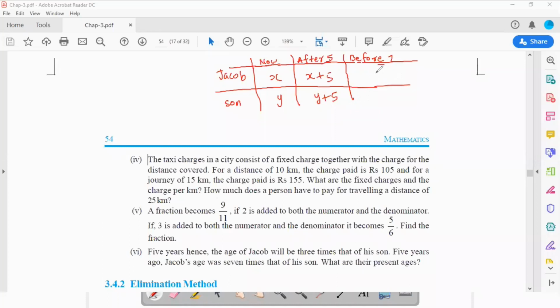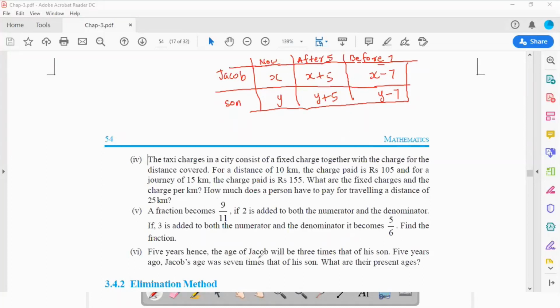Then before 7 years, what will be Jacob's age? X minus 7. And what will be the son's age? Y minus 7. So this should be in your mind. Actually, no need to draw the table. It should be in your mind. You can directly write the equations.